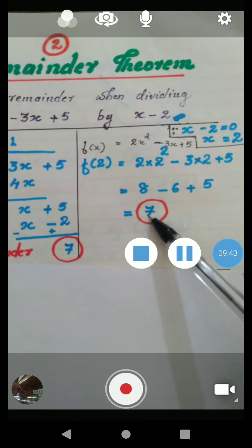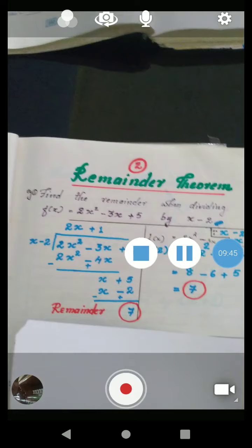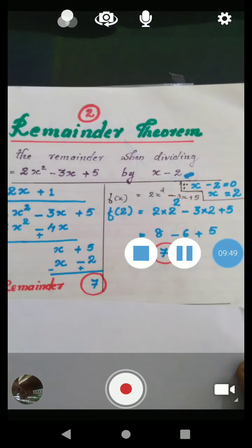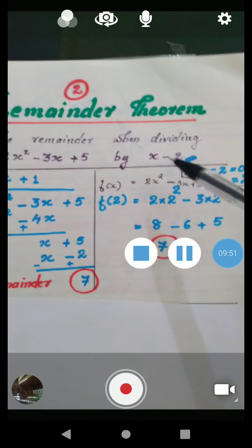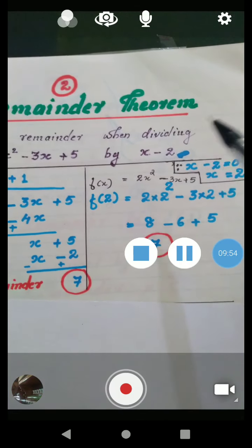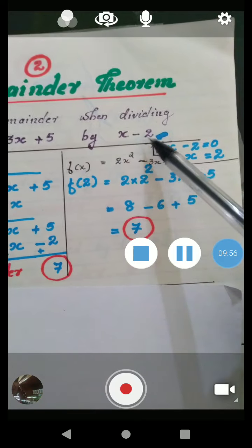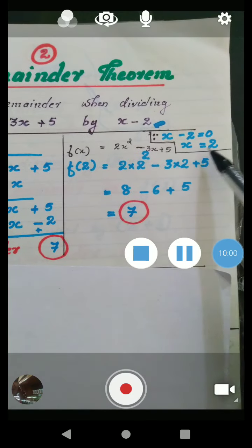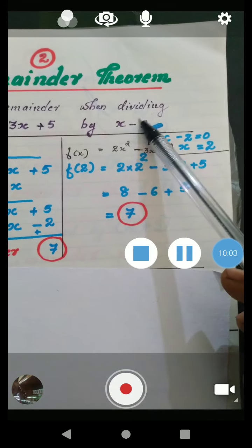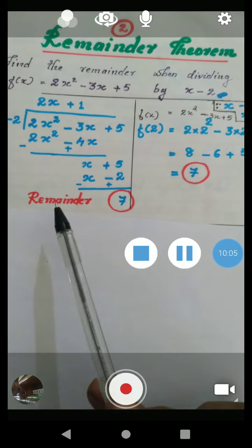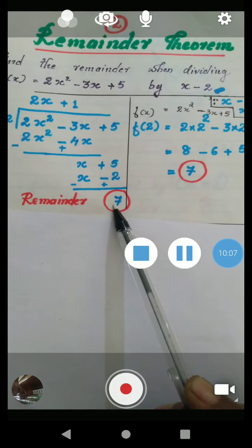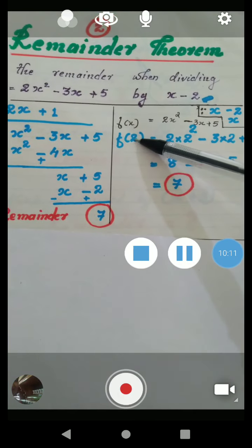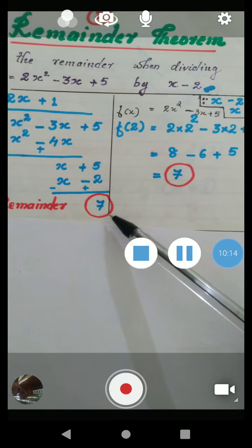Now, look here. We can consider another example also. Here we get 2 like this. Substitute x minus 2 is equal to 0. Transpose 2 to the other side, we get x is equal to 2. So, you can see the remainder here is 7. At the same time, if we find f of 2, we get the same remainder.